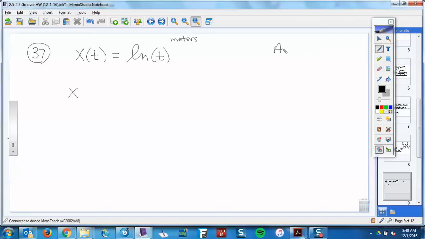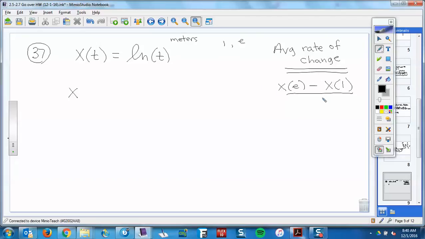I've said this multiple times, but average rate of change, and I can't say it often enough, when we hear average rate of change, we think slope between 2 points. The 2 points they wanted you to use are 1 and e. So this is going to be x of e minus x of 1. It seems weird to be using x as a function, but we're talking about a particle moving on the x-axis, so a lot of times we do that. We're not using p or h as our position function, we're using x, because it's on the x-axis. We're just going to do that over e minus 1.